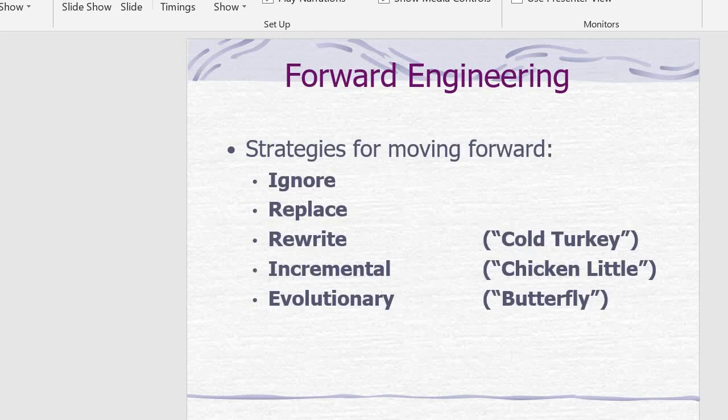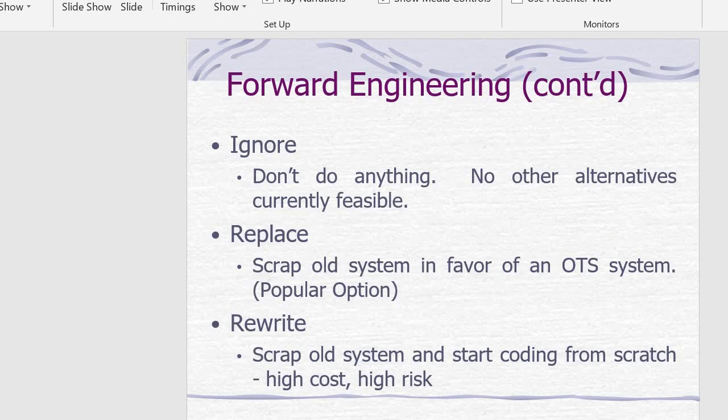Now we discuss forward engineering, that is, strategies for moving forward. We can ignore, we can replace, we can rewrite, that is called turkey. Incremental, chicken little, and evolutionary, that is butterfly. If you look at ignore, don't do anything, no other alternatives are currently feasible. Replace means scrap the whole system in favor of an OTS, the popular option that is there.